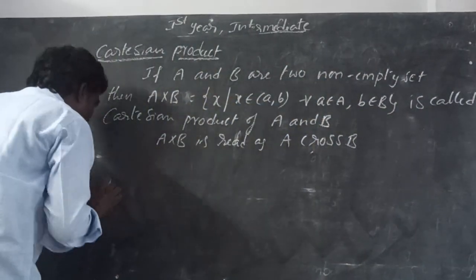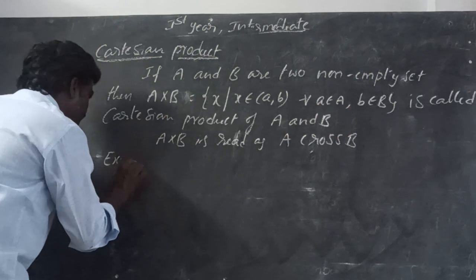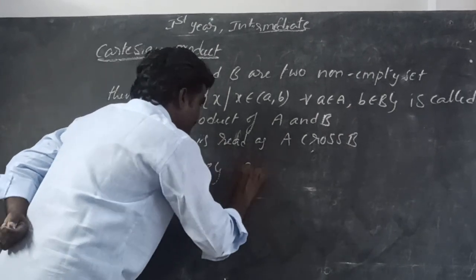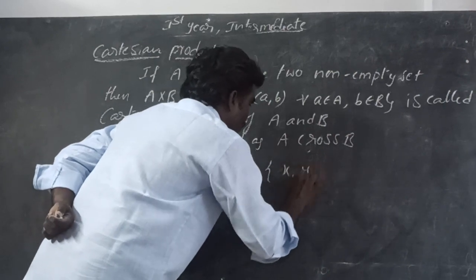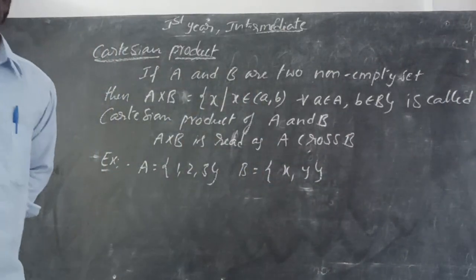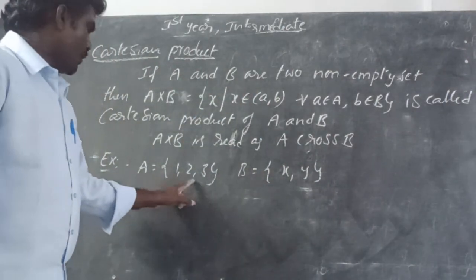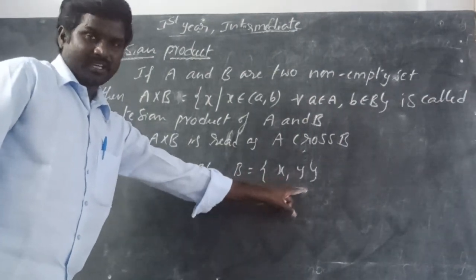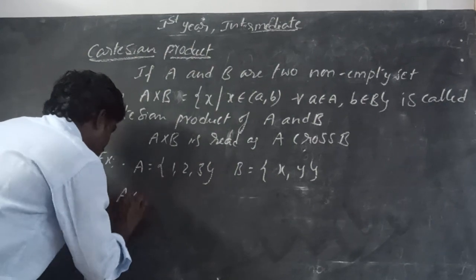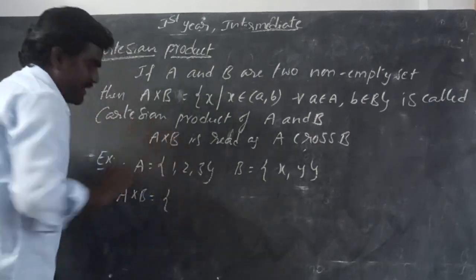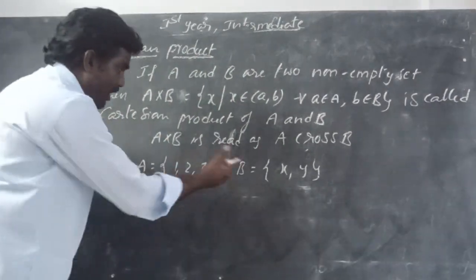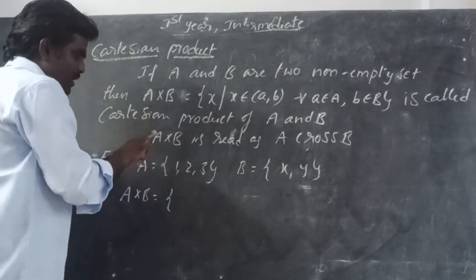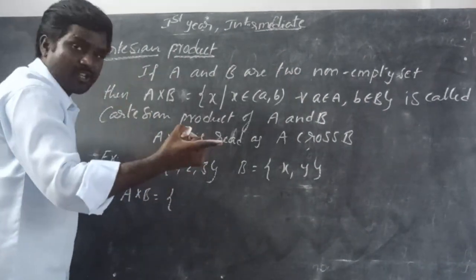So for example, A is equal to {1, 2, 3}, B is equal to {X, Y}. A cross B is equal to... Now the ordered pairs are formed. So that is what is called an ordered pair. The first component belongs to A, the second component belongs to B.